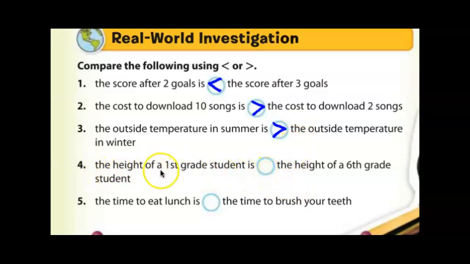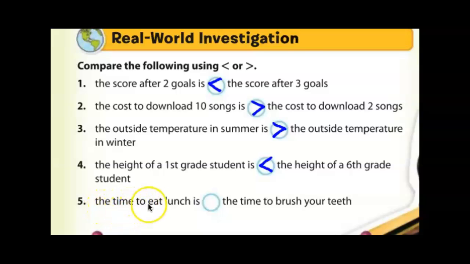And so number 4, the height of a first grade student compared to the height of a sixth grade student. Now we know there can be some exceptions, but generally speaking, is a first grade student going to have a height that's less than a sixth grade student or greater than? Go ahead and answer that for me. Generally speaking, first grade students are less than the height of sixth grade students.